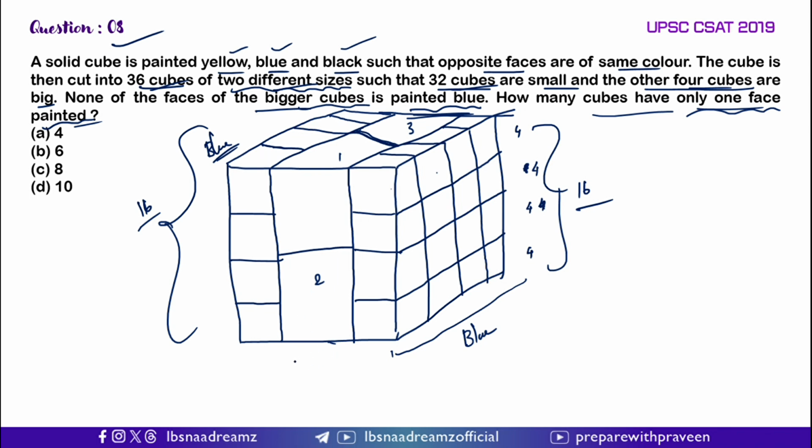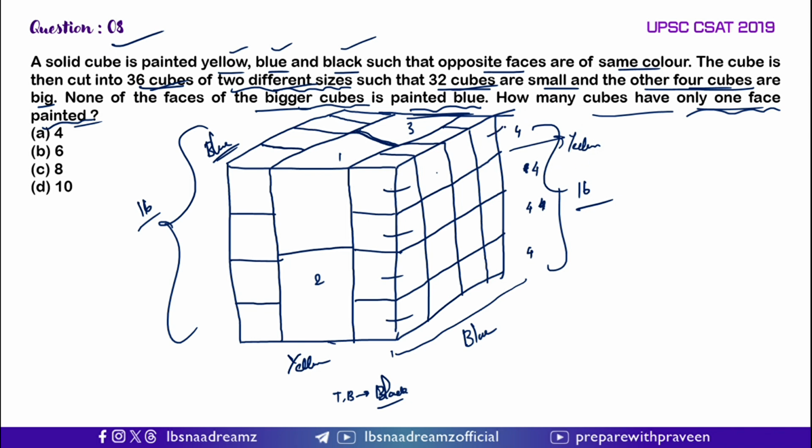Here you can paint yellow. The opposite side will also be yellow. The top and bottom will be black. How many cubes have only one face painted? So these cubes will have 2 sides painted.